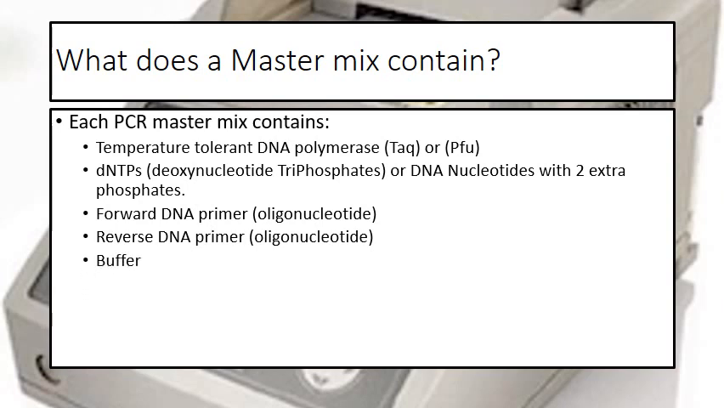Some buffer to keep that Taq or PFU polymerase happy. And a PCR cofactor, and that is, in this case, magnesium chloride. Any type of magnesium salt will be fine. Anything with the divalent, actually anything divalent will be fine. Divalent ion magnesium is probably the cheapest one you'll find.